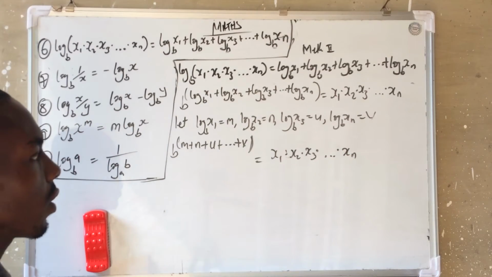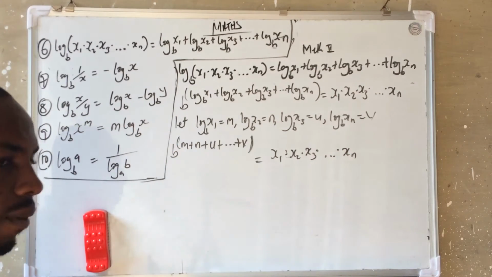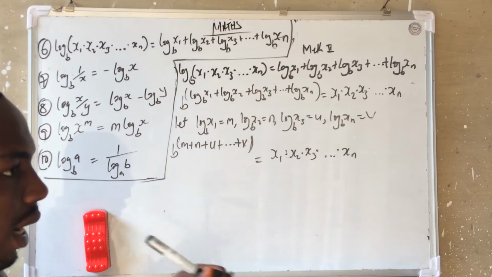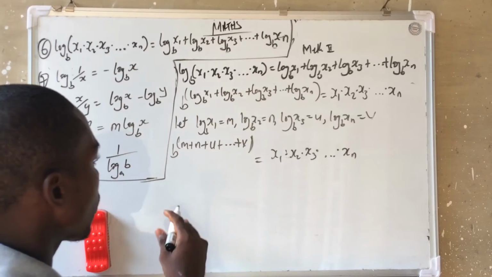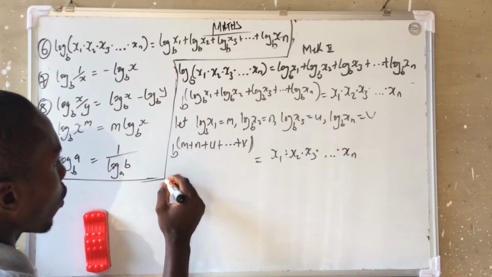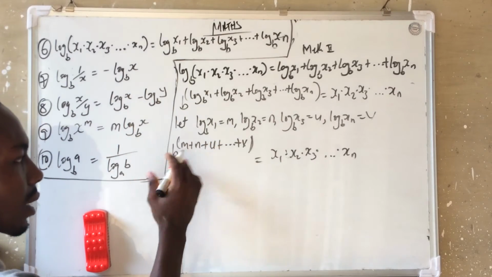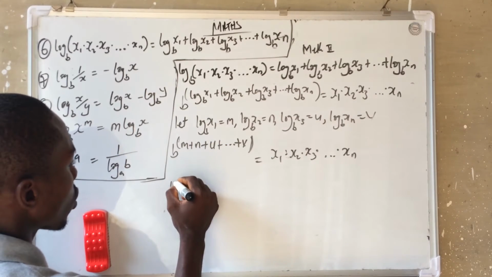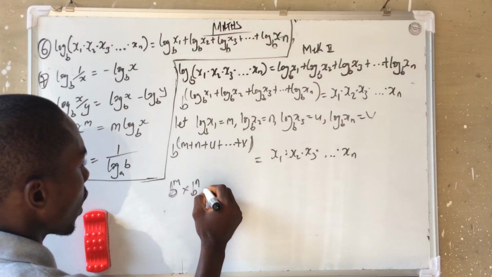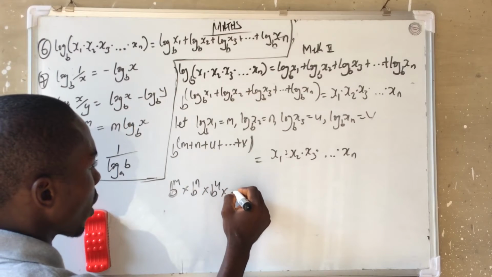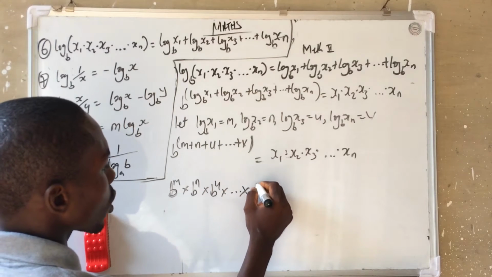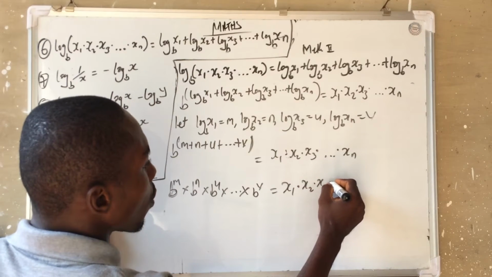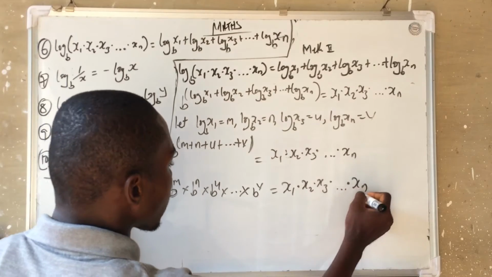And remember, in indices, when it is like this, it means they have the same base but different powers, then they add the powers. Actually, it was multiplication before. So now I'm going to separate this. I'm going to take this back to its original form. I now have that b raised to the power m multiplied by b raised to the power n multiplied by b raised to the power u multiplied by ... multiplied by b raised to the power v is equal to x1 multiplied by x2 multiplied by x3 multiplied by ... multiplied by xn.